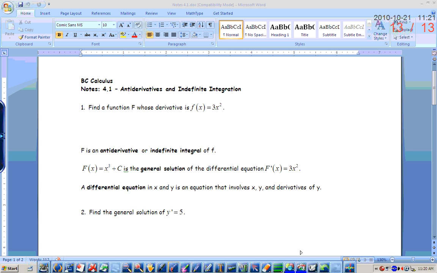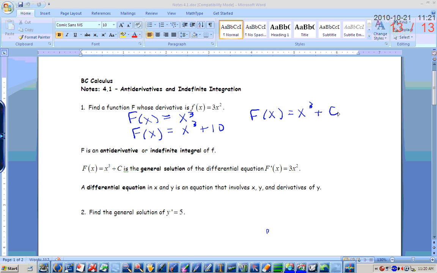So I want to find a function f whose derivative is 3x squared. x cubed. Okay? Is there another function besides x cubed whose derivative is 3x squared? x cubed plus, I heard someone say 10, I think. Okay, or any constant. So, in general, we could say that f of x equals x cubed plus a constant c. Okay?